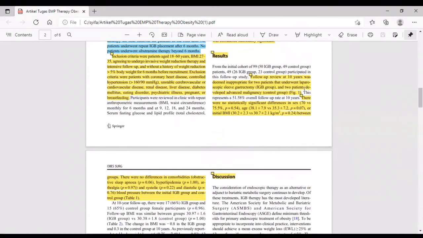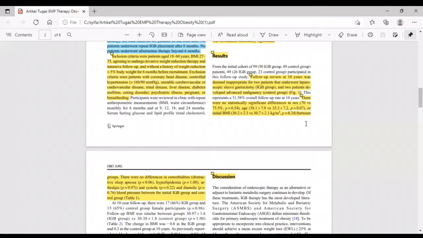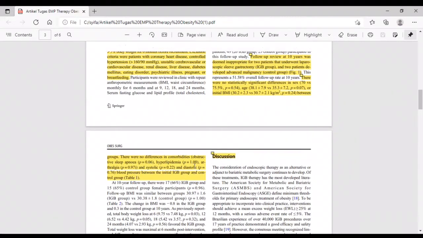Next checklist is 13A. The point of checklist 13A is, for each group, the number of participants who were randomly assigned, received intended treatment, and were analyzed for the primary outcome. It is shown by this sentence: there were no statistically significant differences in sex or initial BMI between groups. There were no differences in comorbidity, sleep apnea, hyperlipidemia, arthralgia, and systolic and diastolic blood pressure.